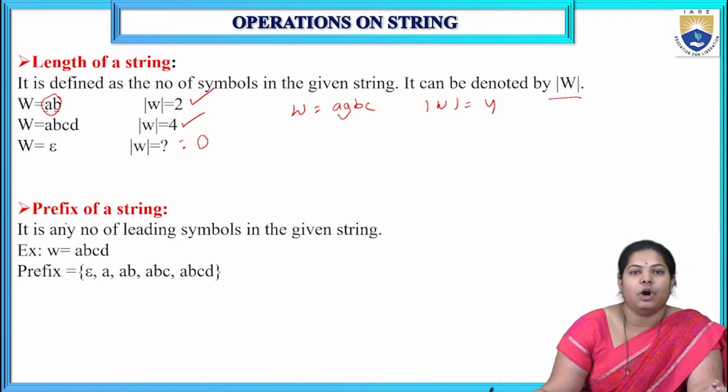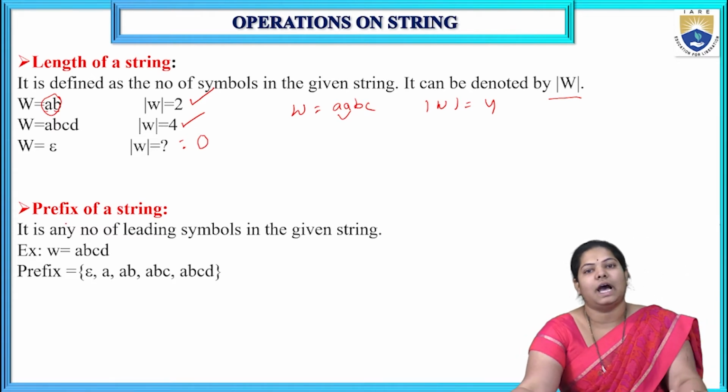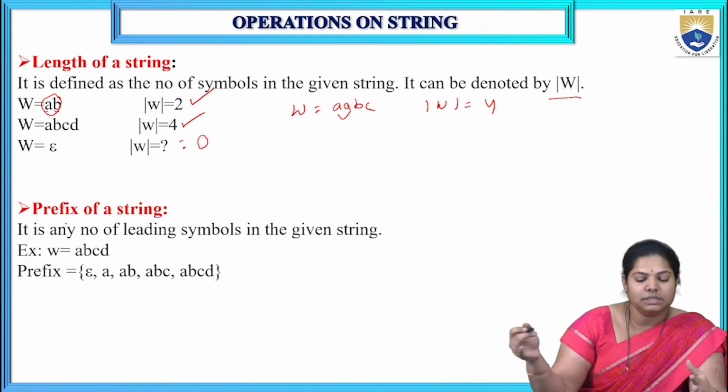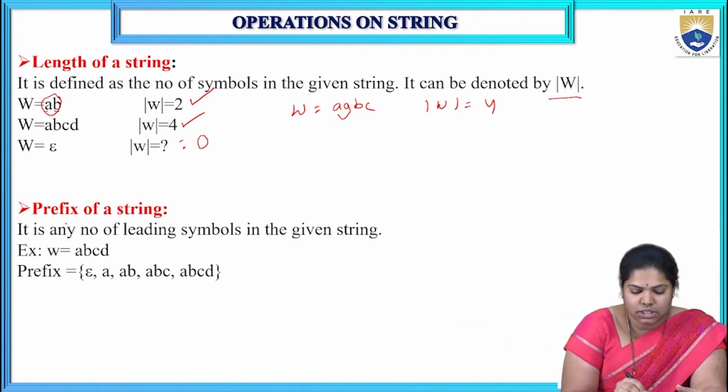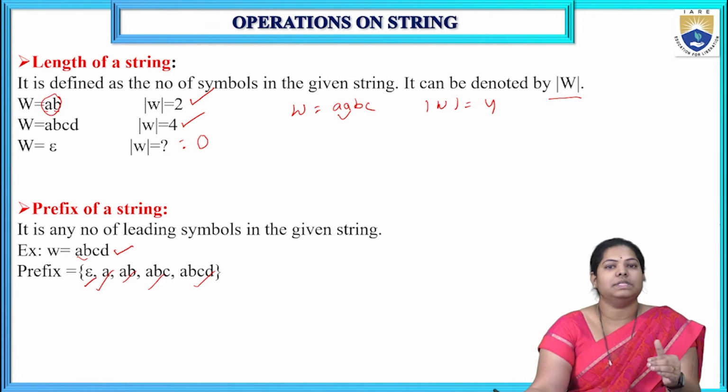The next one is the prefix of a string. The prefix of a string is called the leading symbols in the given string, that is, from the starting symbol onward. If I take the string ABCD, what prefixes can I take from it? I can take epsilon, the null or empty string, and then A, then AB, then ABC and then ABCD. These are the prefixes, or leading symbols, of the given string.